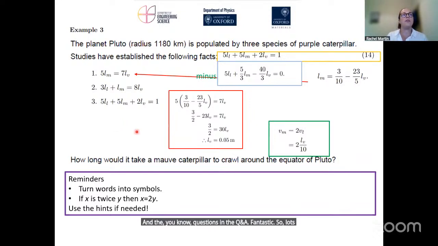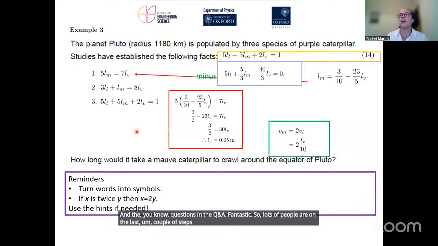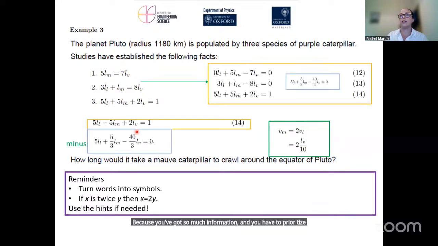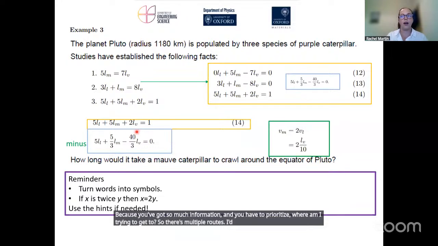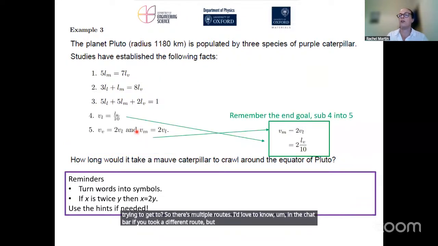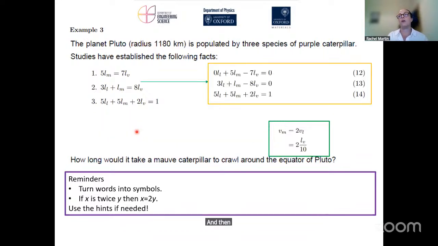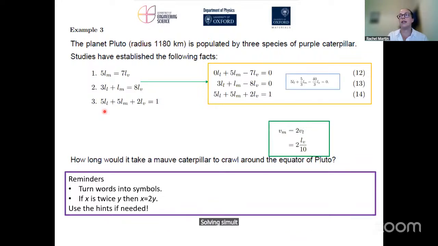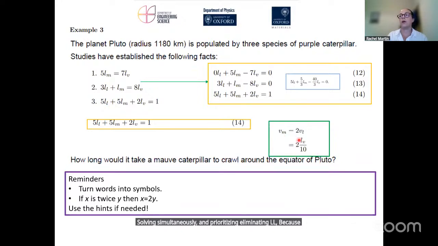So lots of people are on the last couple of steps. Well done. The middle bit of this question is the hardest part because you've got so much information and you have to prioritize where am I trying to get to. So there's multiple routes. I'd love to know in the chat bar if you took a different route, but I prioritized working with my velocities at the end because I knew I needed velocity to end up finding time, just to recap. And then I prioritized how am I going to find the length of a violet caterpillar? It has to be these equations involving length, solving simultaneously and prioritizing eliminating LL because my final equation has LV in it.